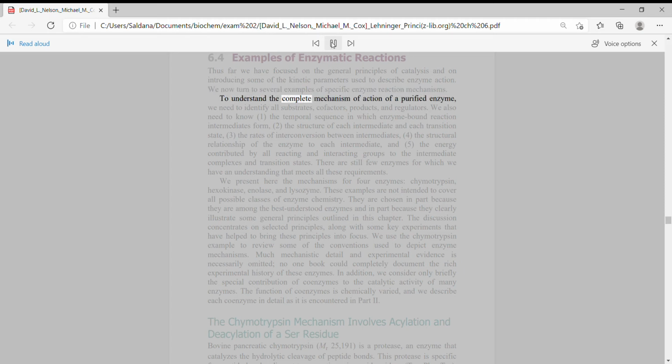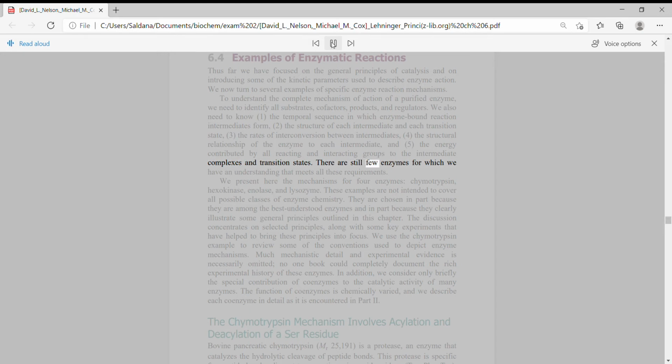To understand the complete mechanism of action of a purified enzyme, we need to identify all substrates, cofactors, products, and regulators. We also need to know: 1. The temporal sequence in which enzyme-bound reaction intermediates form. 2. The structure of each intermediate and each transition state. 3. The rates of interconversion between intermediates. 4. The structural relationship of the enzyme to each intermediate. And 5. The energy contributed by all reacting and interacting groups to the intermediate complexes and transition states.